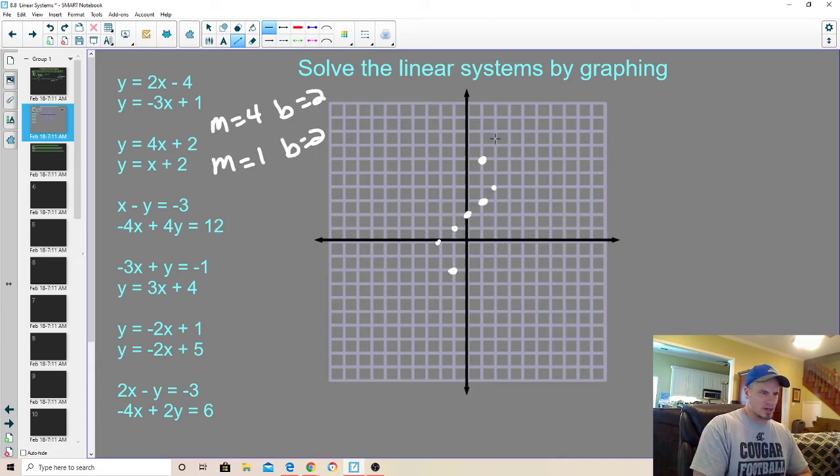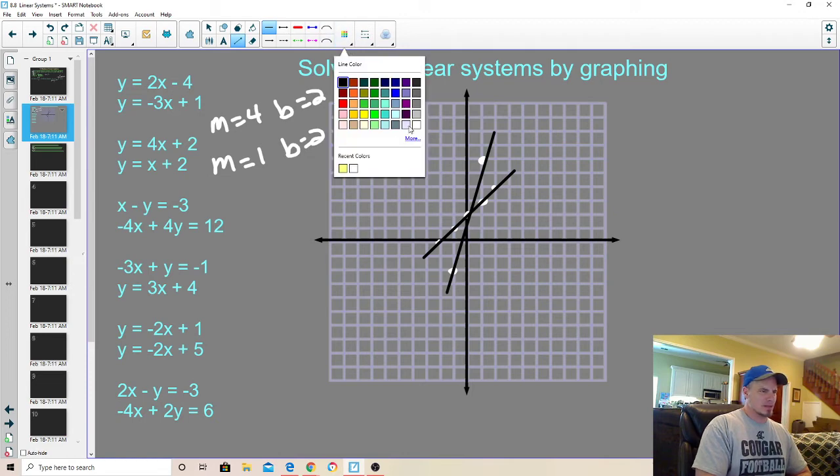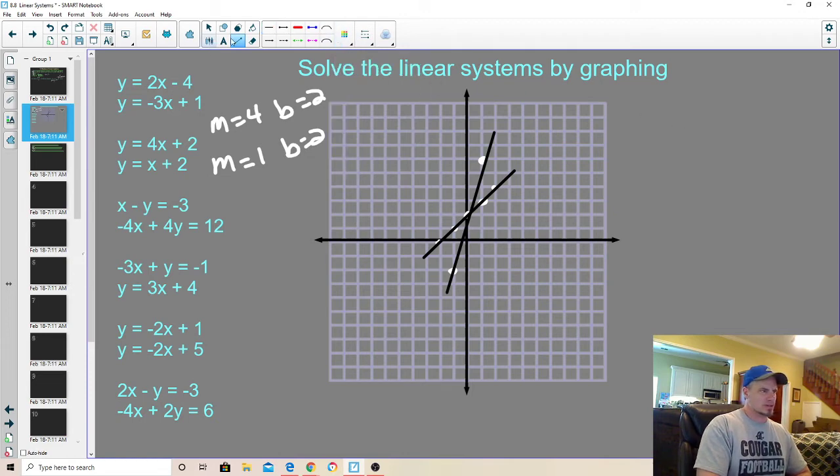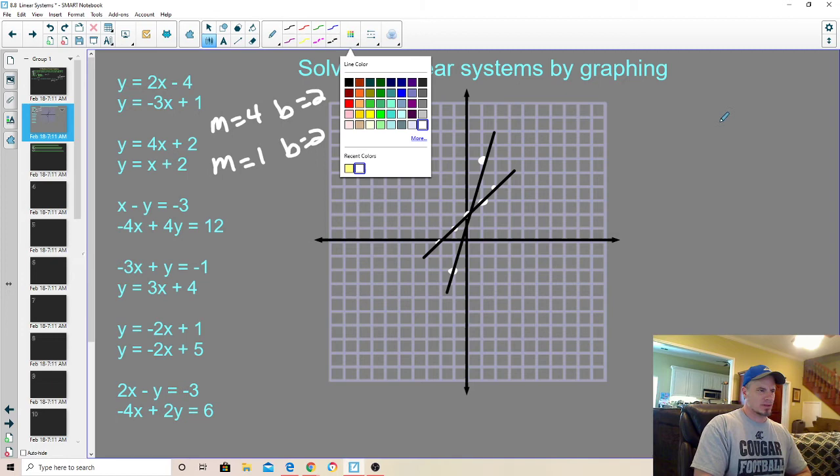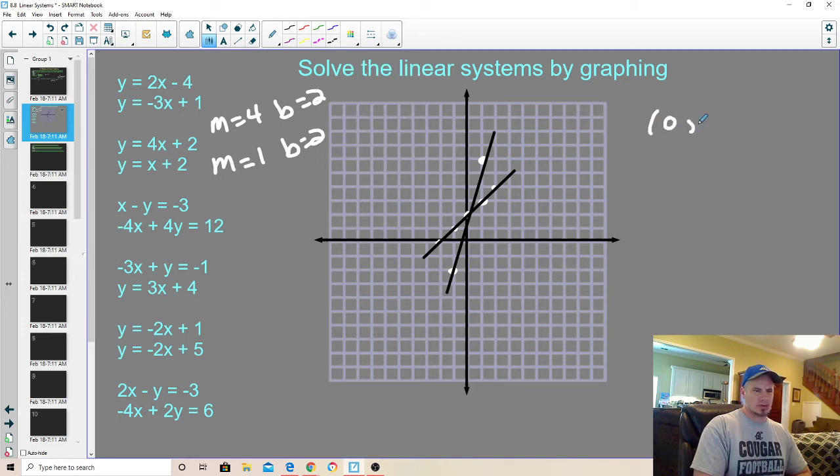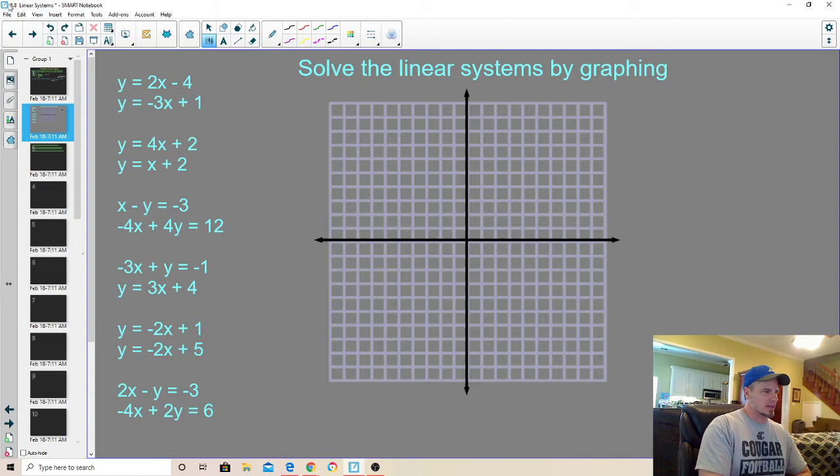Okay, so it's going to kind of look like this going down, again with arrows, and then it's going to look like this one going this way, and they're going to cross right there. So the way you would write that is, let's get a pen. Okay, so it's 0, 2 is where they cross. They cross at b equals 2. Okay, going forward.